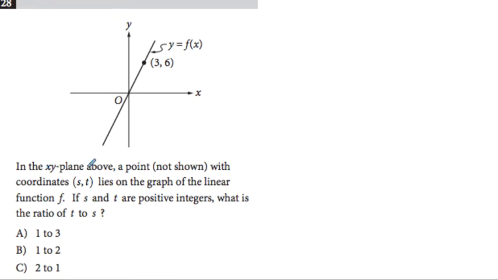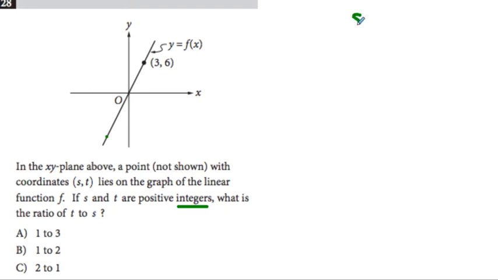It says, in the xy plane above, a point not shown with coordinates (s, t) lies on the graph of the linear function. So there's some point, it could be down here, it could be up here, it lies on that line. If s and t are positive integers, which means numbers that are positive, negative, whole numbers, what is the ratio of t to s?